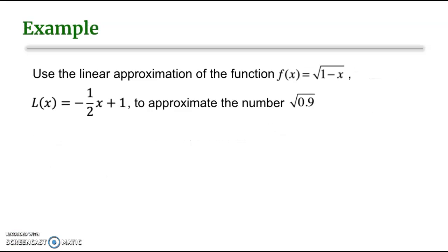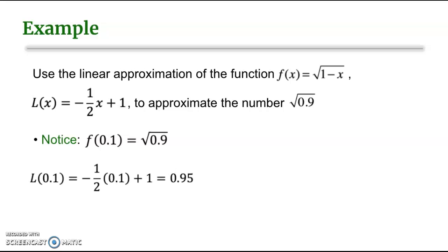All right, let's use it. You just found the linearization for this function was L of x equals minus 1/2 x plus 1, and this is for values close to 1. So what if I'd like to know the square root of 0.9? It's pretty close to 1. Well, x equals 0.1 will give you that value.